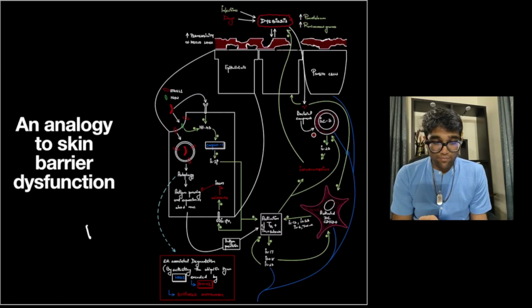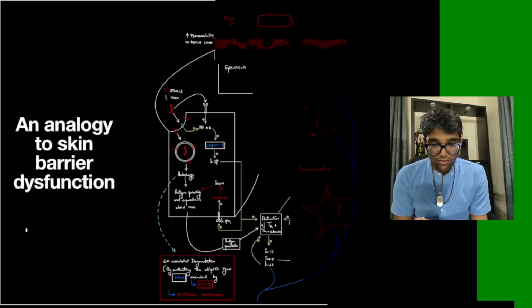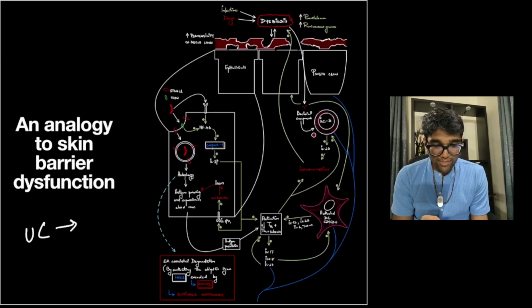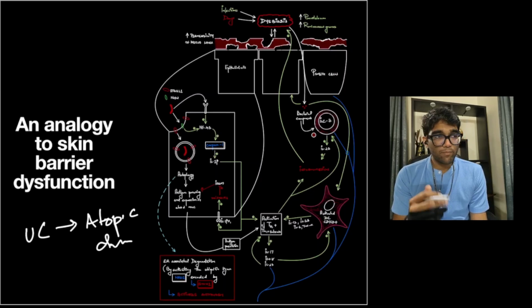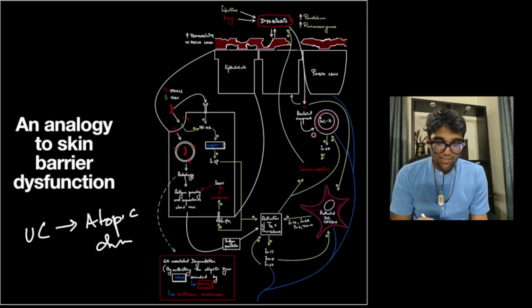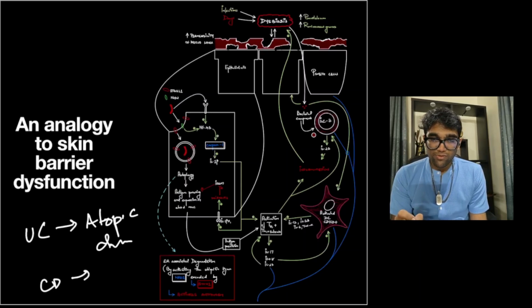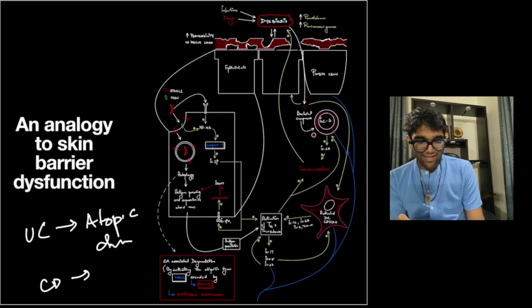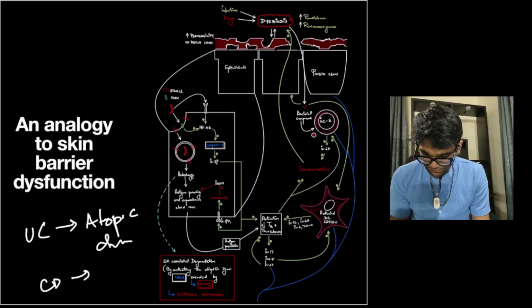So ulcerative colitis in that way is analogous to atopic dermatitis, in that epithelial barrier dysfunction occurs first, and Crohn's disease in that way is analogous to technically Behçet's disease, and we have not discussed that. So okay, it's analogous to that.